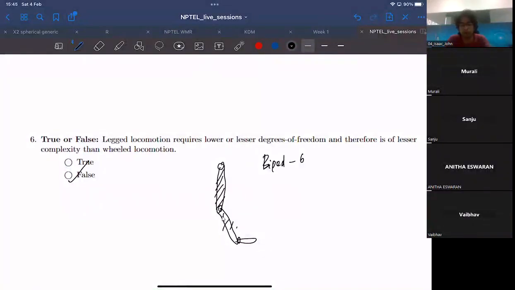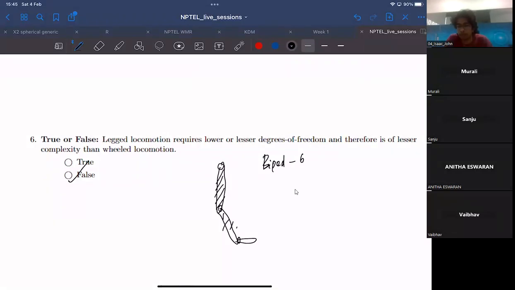So obviously, the number of bodies and the number of degrees of freedom to actuate each of these bodies would be comparatively less for wheel locomotion as compared with legged locomotion. So in this regard, I hope we can unanimously agree that legged locomotion is far more complex and requires more degrees of freedom than wheeled locomotion. So the correct answer is false.